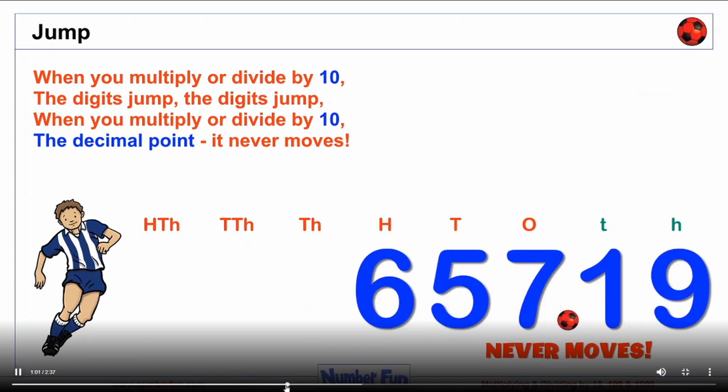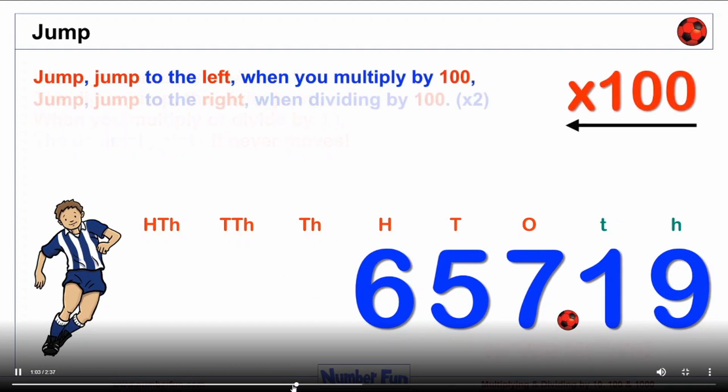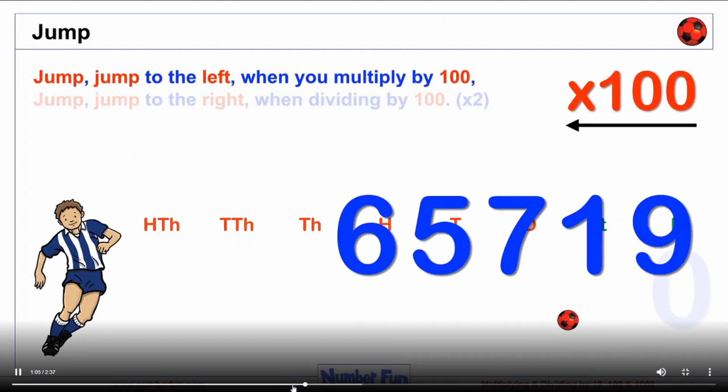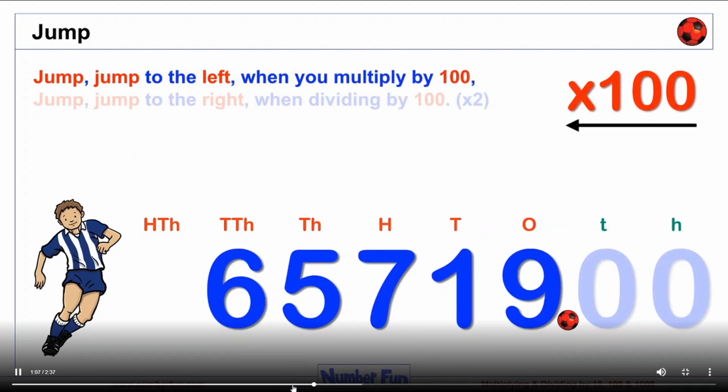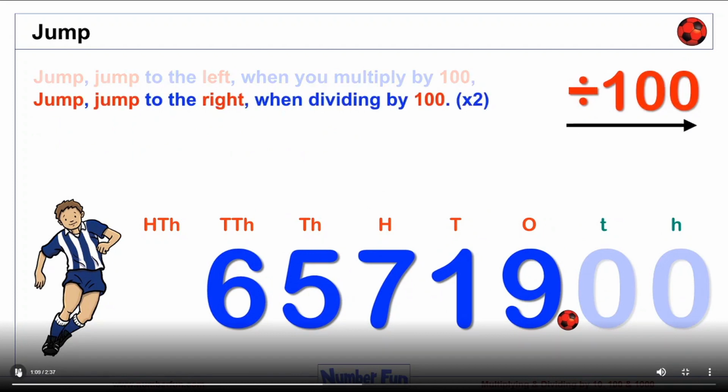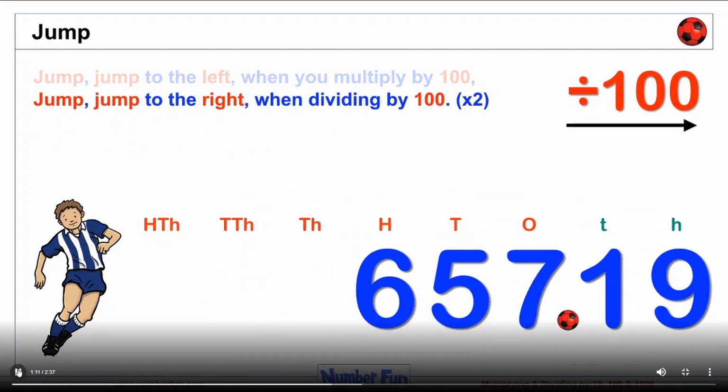Never moves. Jump to the left when you multiply by 100. Jump to the right when dividing by 100.